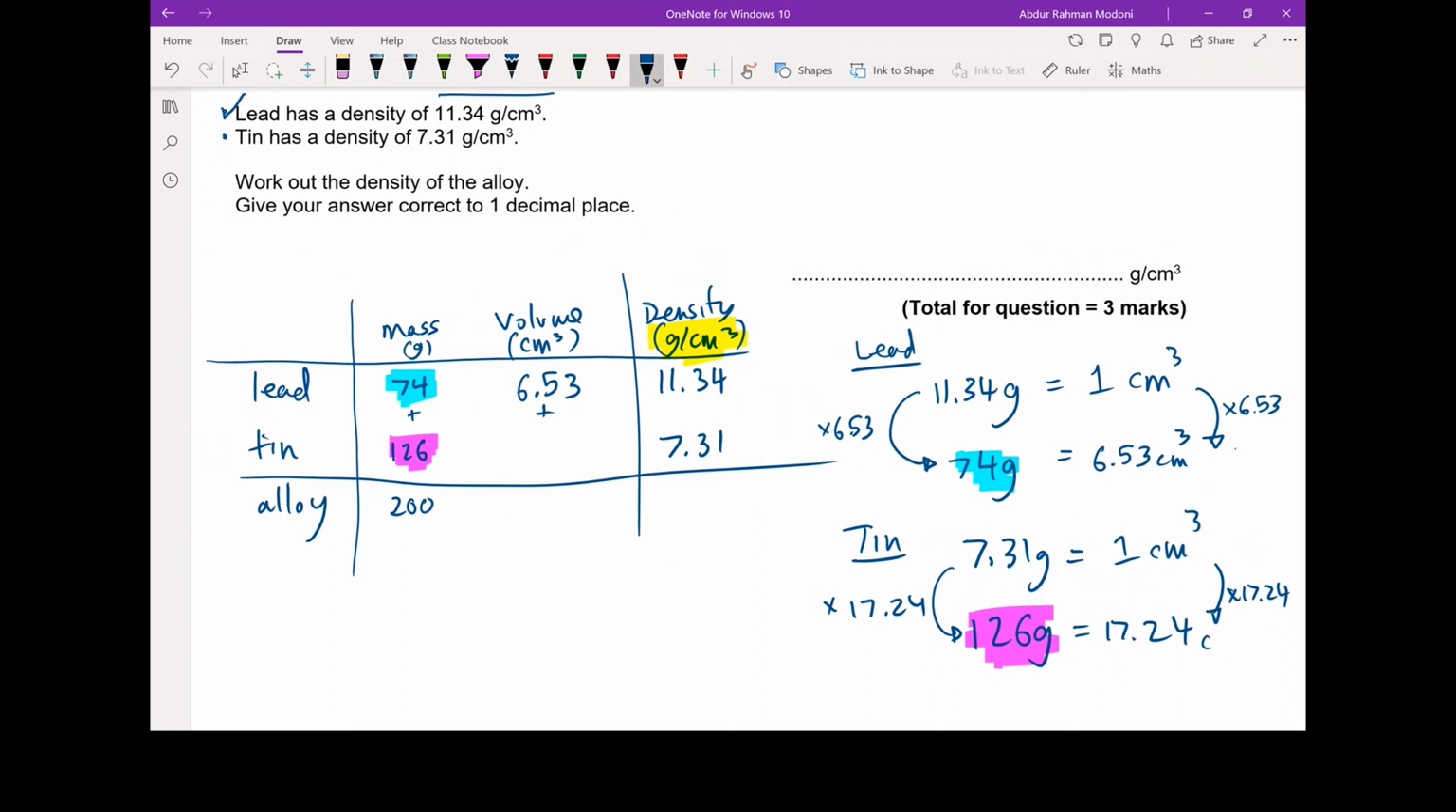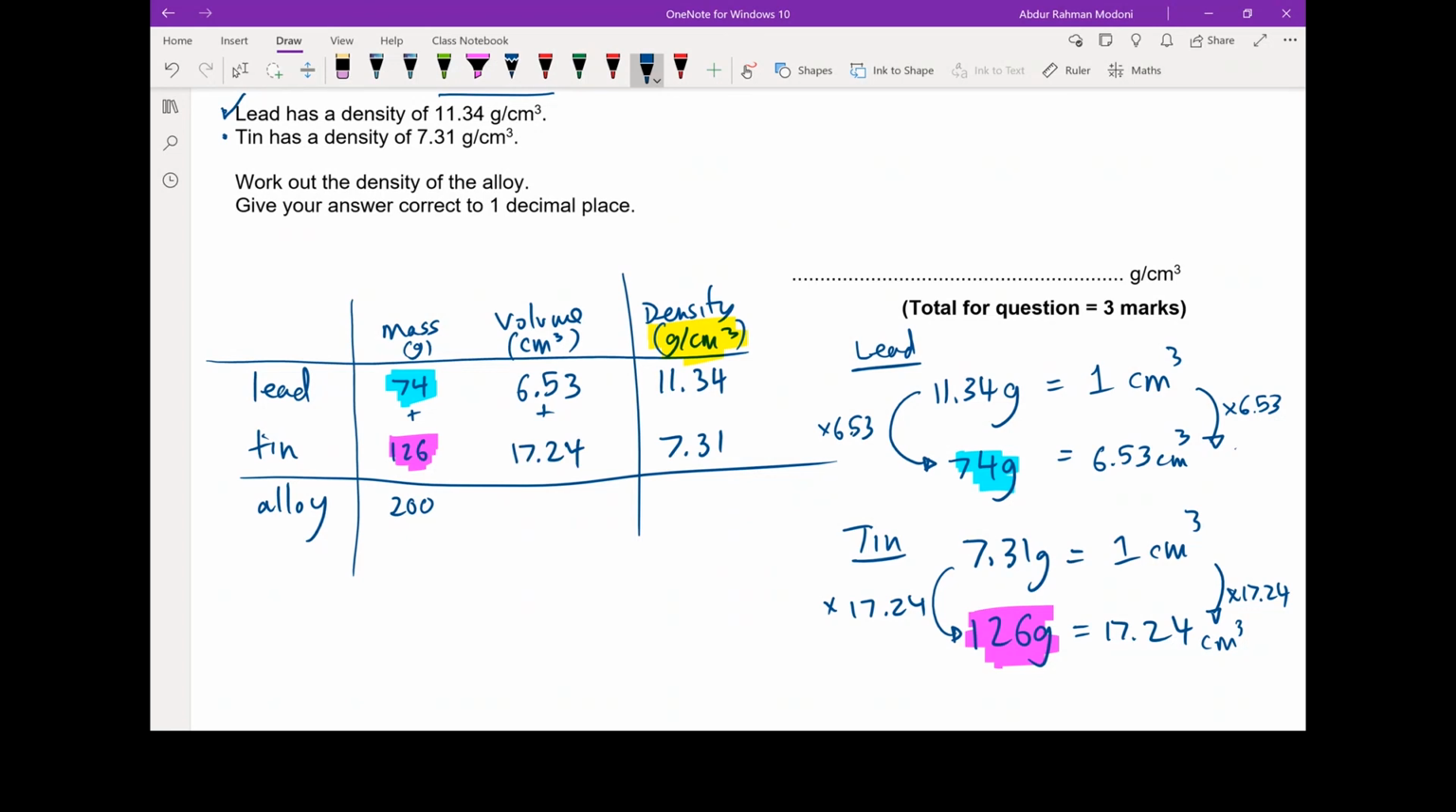Okay, put my units down so we can see what we've got here. So I now know that for 126 grams of tin, the volume is 17.24 centimeter cubed. I'll go and write that down here, 17.24.